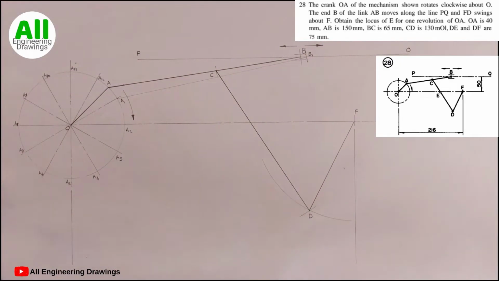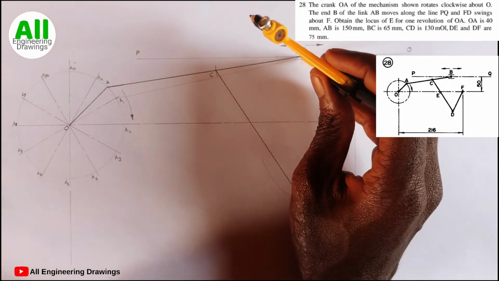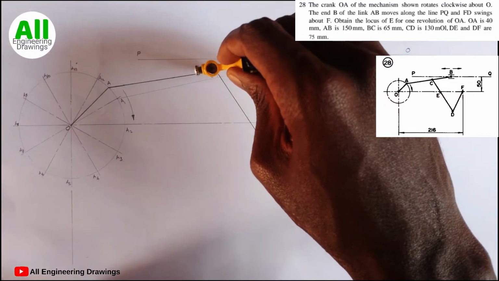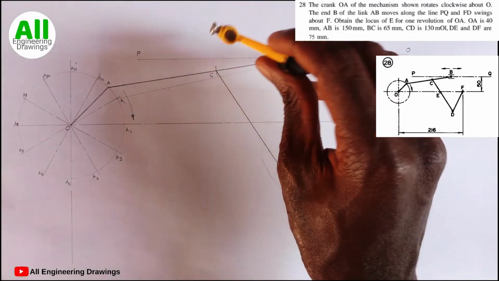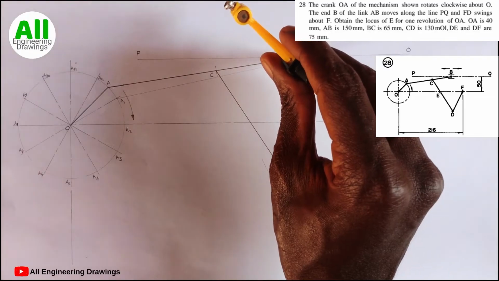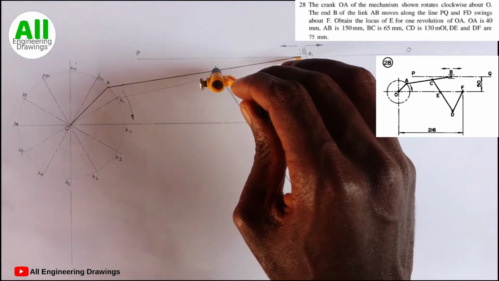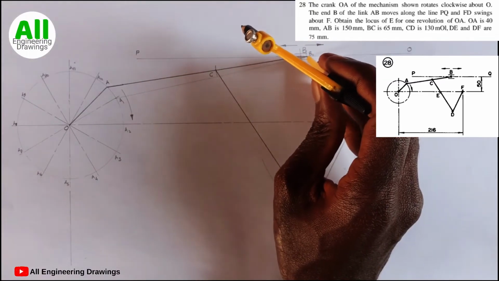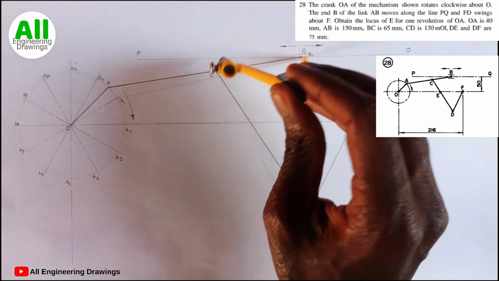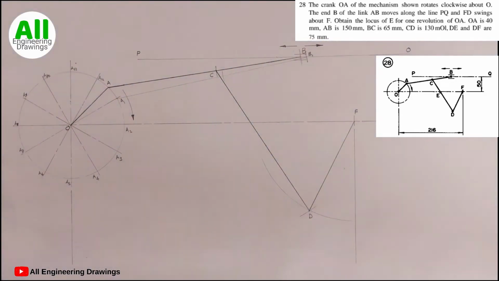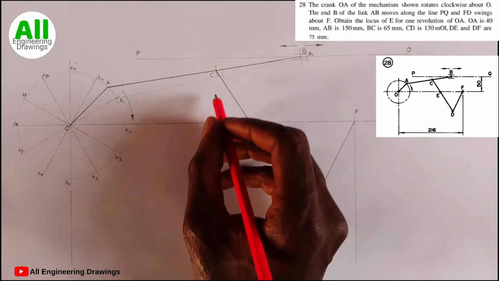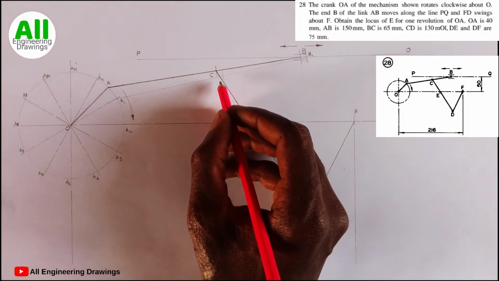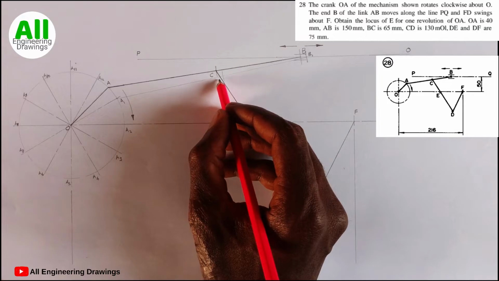Next, I will also take the radius of BC, in order to produce my C1. Therefore, I will take the radius of BC this way. Then I will place the compass on point B1. Then I will cut an arc this way. I will label the point where the arc cut through the line. So that point will be my C1.